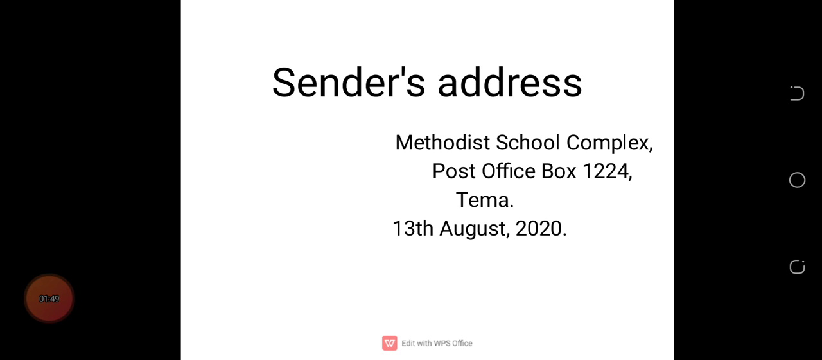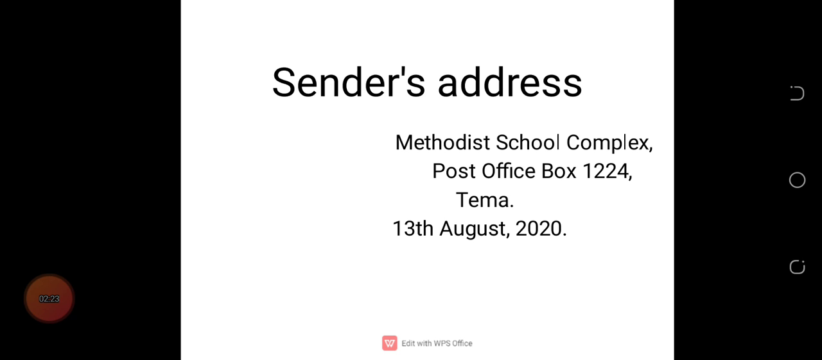So the sender's address. This is an example. The sender's address is written at the top right hand corner of the book or page you are using. And I'm using the slanted form of address. So we have Methodist School Complex, Post Office Box 1224, Tema, 13th August. For the slanted address, realize that the date comes directly after the Methodist School Complex. So that is the slanted form.